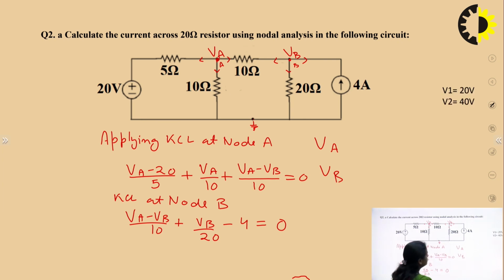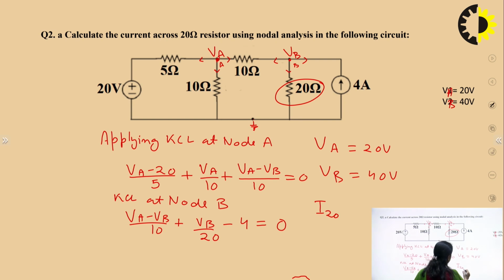If you solve, you will get VA is equal to 20 volt and VB is equal to 40 volt. Now, the question is you have to find the current in the 20 ohm resistor. So, what is the current in this 20 ohm resistor? I 20 ohm will be equal to VB by 20. So, VB is 40 by 20, so this will be equal to 2 ampere. So, current in 20 ohm is 2 ampere. This is the required answer, right?